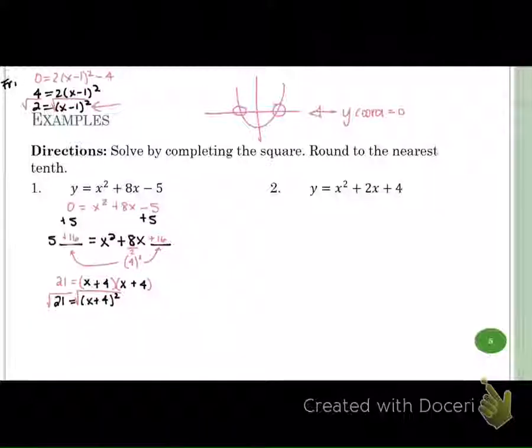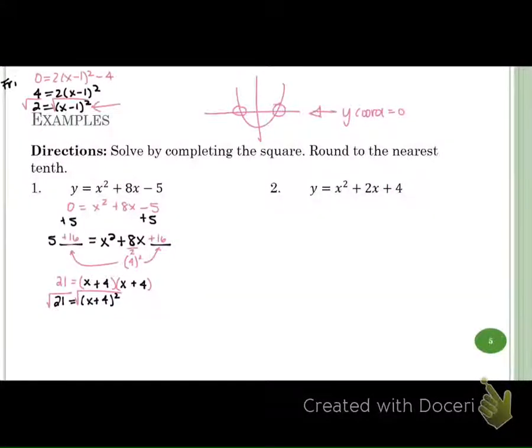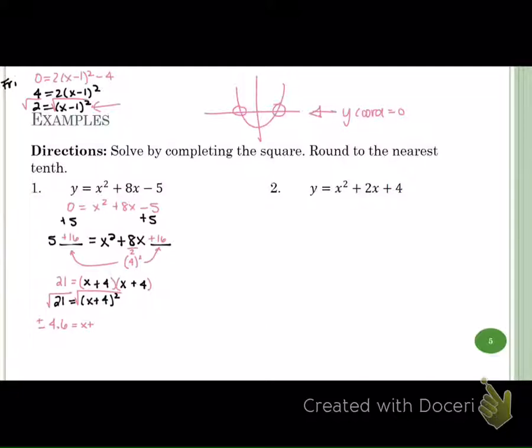Mm-hmm. Okay. So what is the square root of 21, guys? 4.58. And we're going to go to 1 decimal place today because it says tenth. So we know it's positive 4.6, positive 4.6, and? Negative. 2 positives or 2 negatives. Typically crosses twice.